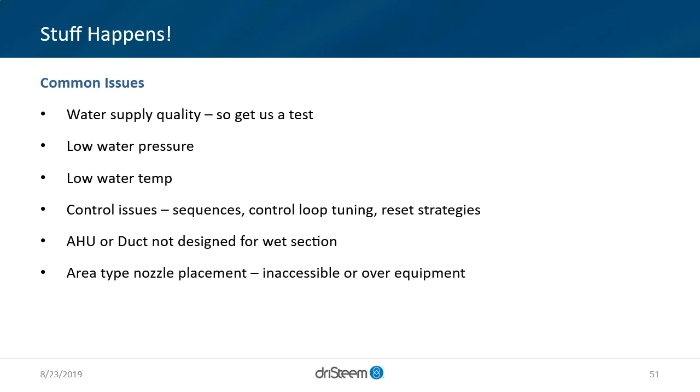Air handling and duct not designed for a wet section. This is actively spraying into that space, so we need to be in a wet section. Area type and nozzle placement. We need to be able to have access to that equipment, and we don't want it to be over a critical piece of equipment that could cause problems if it were to drip. I didn't touch on it, but our nozzles are anti-drip nozzles, as they're called in the marketplace, and they have a built-in check valve, with a cracking pressure of roughly 100 psi.